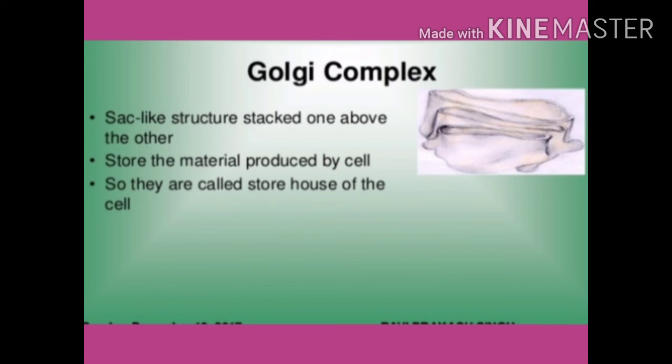Now about Golgi bodies, or we can call it the Golgi apparatus also. It is made up of tubules and vesicles and is responsible for the secretion of chemical substances like enzymes, hormones and proteins also.